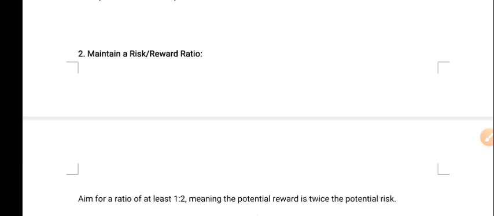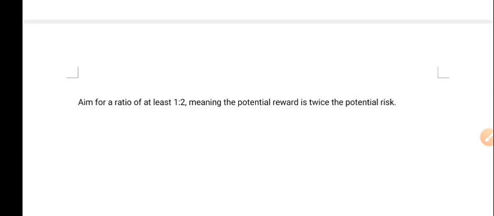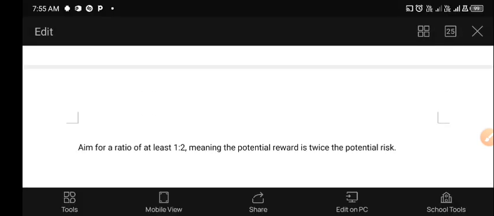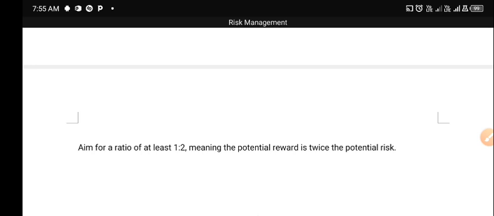Maintain a risk to reward ratio. Aim for a ratio of at least 1:2, meaning the potential reward is twice the potential risk. That's just it. Always look for something like this, where the reward is twice the risk. That's all you need. Thank you.